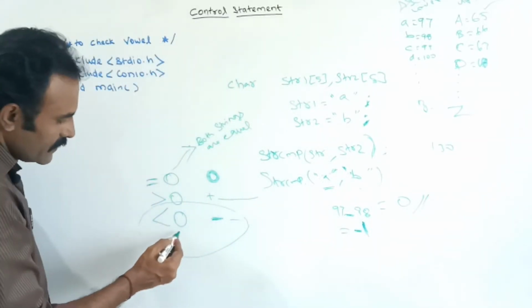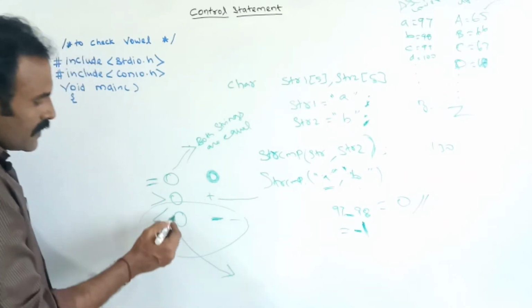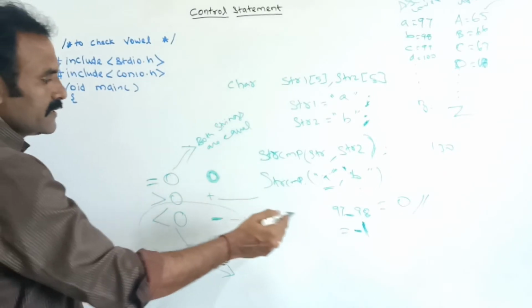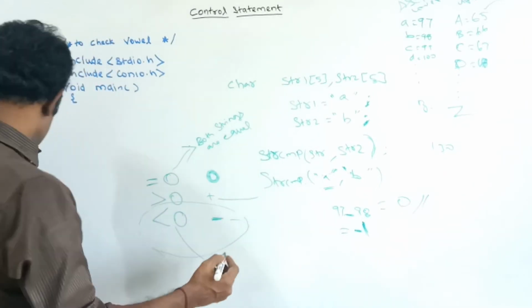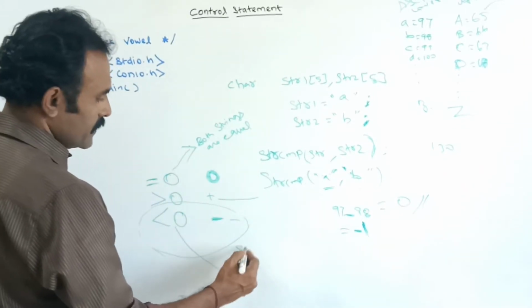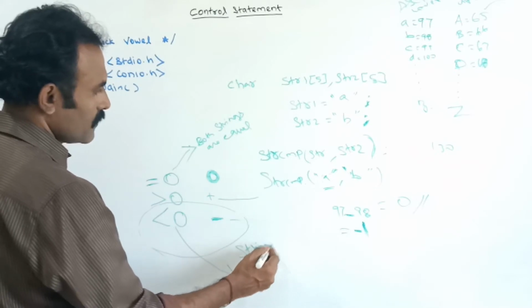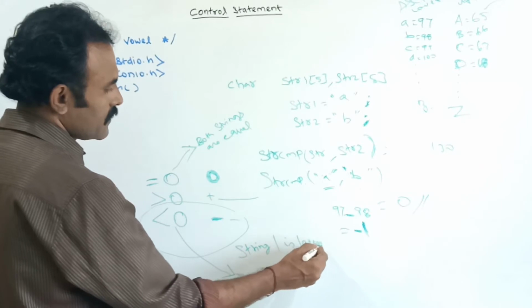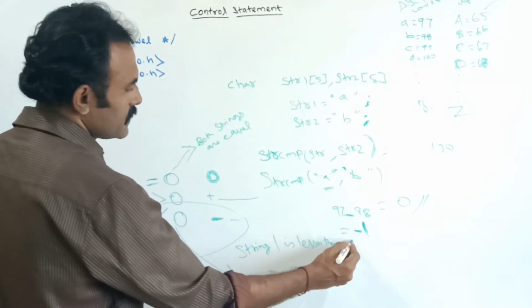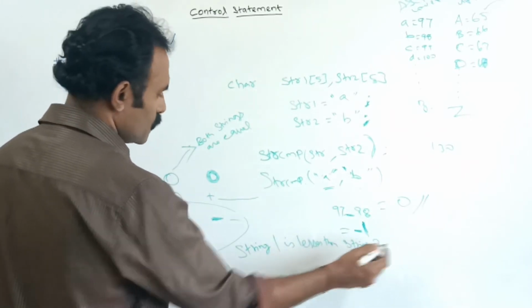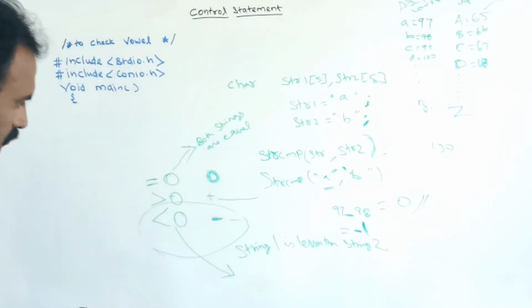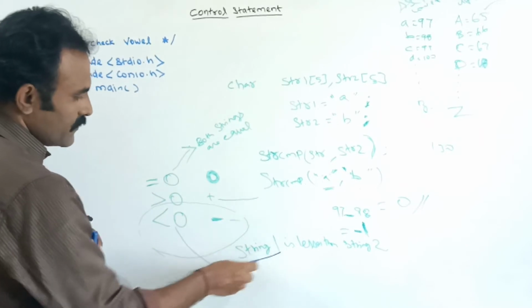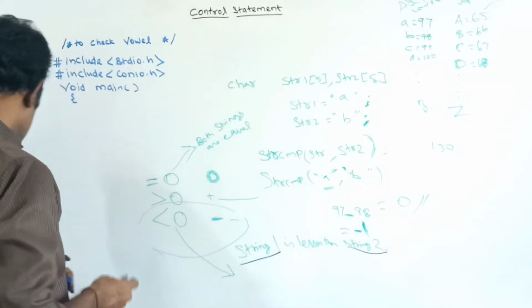So if the return value of the string compare function is lesser than 0, then string 1 is lesser than string 2. See, the string 1 is lesser than string 2.